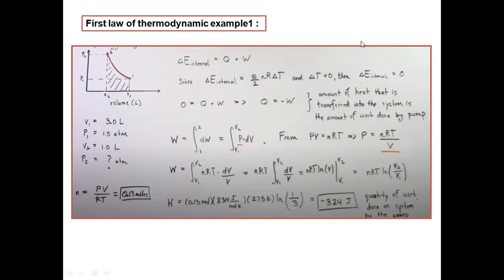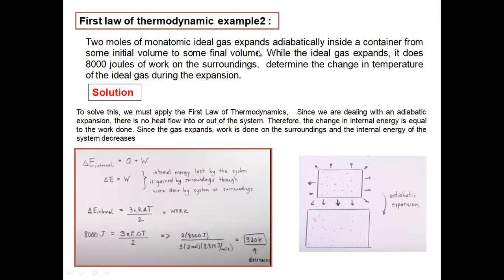Okay. Another example. 2 moles of monoatomic ideal gas expands adiabatically inside a container from some initial volume to some final volume. While the ideal gas expands, it does 8,000 joules of work on the surroundings. Determine the change in temperature of the ideal gas during the expansion. Okay. To solve this, we must apply the first law of thermodynamics. Since we are dealing with adiabatic expansion, this means there is no heat flow into or out of the system. Therefore, the change in internal energy is equal to the work done.